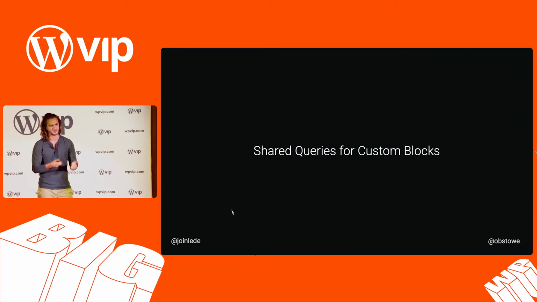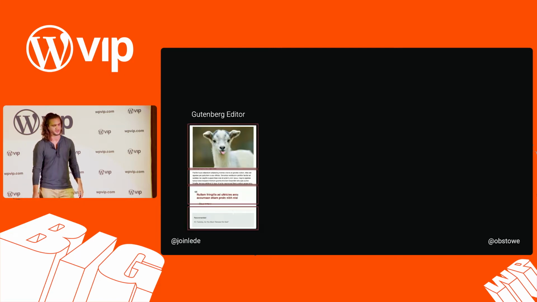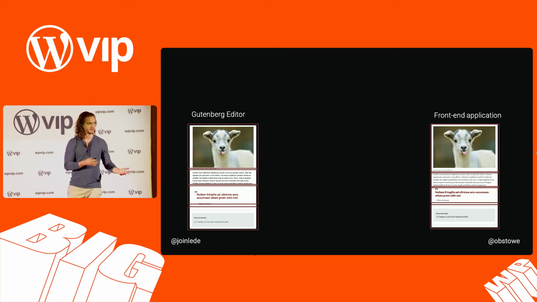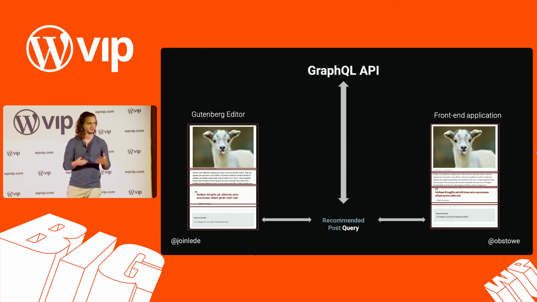Okay, so moving into some ideas that we've experimented with at Lede and are continuing to refine. One of these is shared queries for custom blocks. So if you have a custom block that you built, like this recommended post block, between the front end and the Gutenberg editor, you may have similar needs in terms of data requirements. So they both need to query a post. And what you can do with the GraphQL API is use the same query in both contexts.